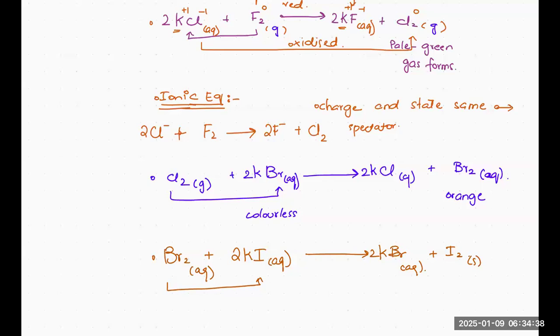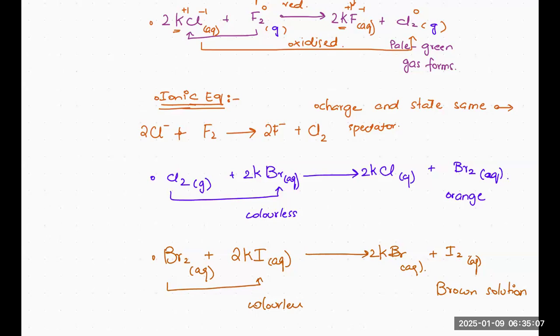Our colorless solution is going to give you what? A brown solution. Iodine makes a brown solution. When iodine is in solution form, it has a brown color. If iodine is in the form of a solid, then it would have a gray color. And if it's in the form of a vapor, we would have a purple color. So this is what your displacement reactions are all about.